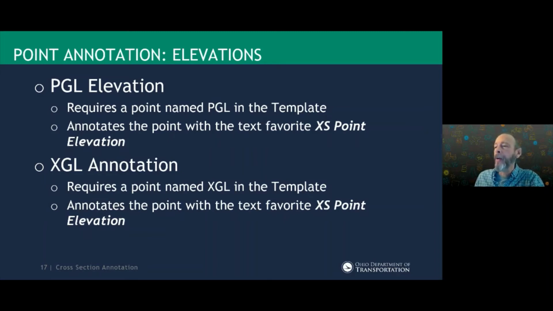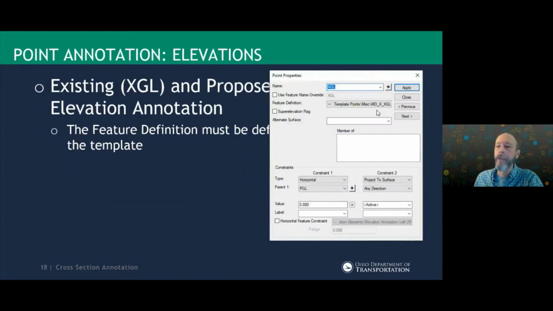The XGL annotation does require a point named XGL in the template. Again, we've had some people, that's just a null point in the ODOT templates, and we've had some people delete that, and then they don't get the existing elevations. That's why you need to have that point in your template in order to get those existing elevations.